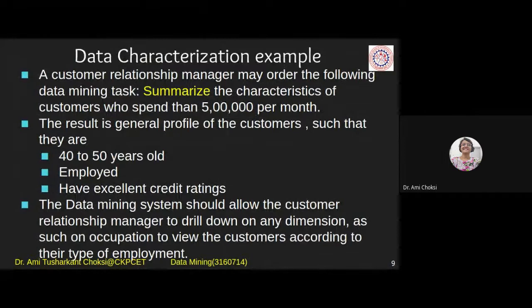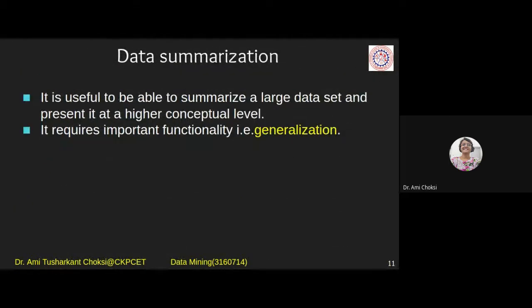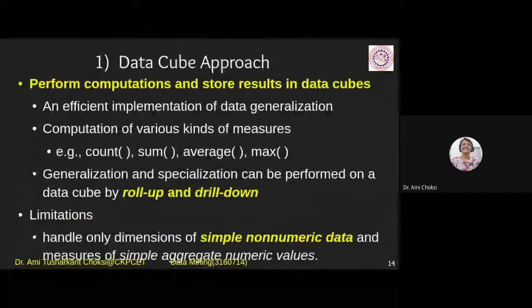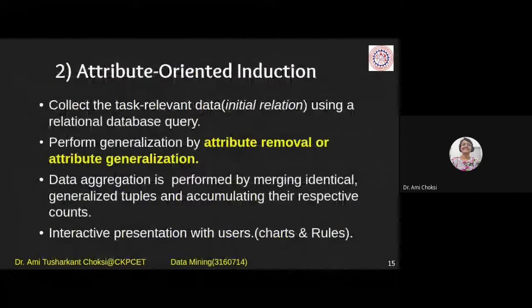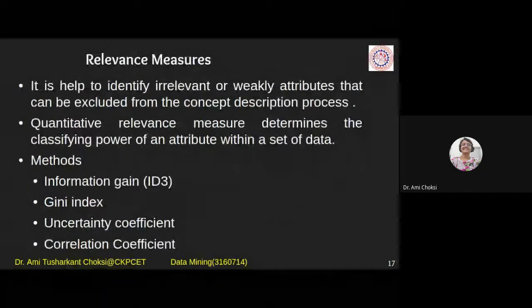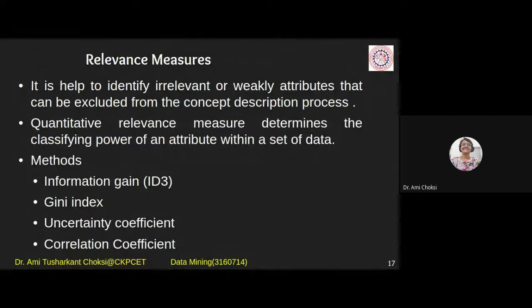Then data characterization, discrimination, summarization, then data cube approach, that is roll up and drill down. Then using count, sum, average, max functions, as well as attribute oriented induction, that is attribute removal or generalization. For generalization we have talked of threshold as well as generalization operator should be available for that attribute. Relevance measures we have seen, whether to consider that attribute for further processing or not.